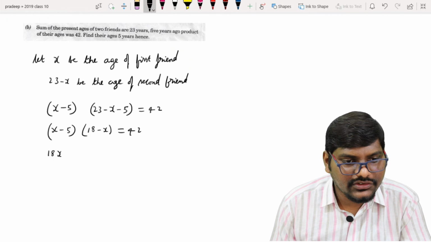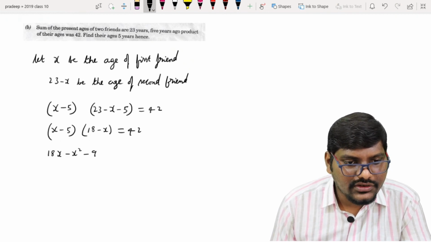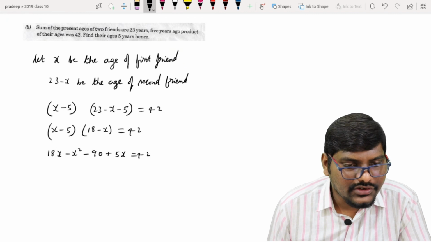Then x into x is x square, that is minus x square. So 18 times 5 is how much? It was 90, minus 90. This is minus into minus, plus. This is 5x, equal to 42. So let's write in the sequence.